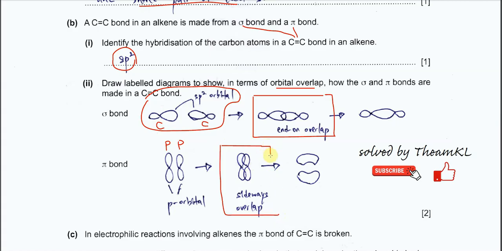Right, so the p orbitals undergo sideways overlap, and it will form this pi bond. Actually, this is a nuclei. Nuclei is here. Nuclei is here. And this is the pi bonds that form. So it will be above and below the nuclei. If you want to draw this part also can. So this is how the orbitals overlap looks like. The sigma bond and the pi bond.